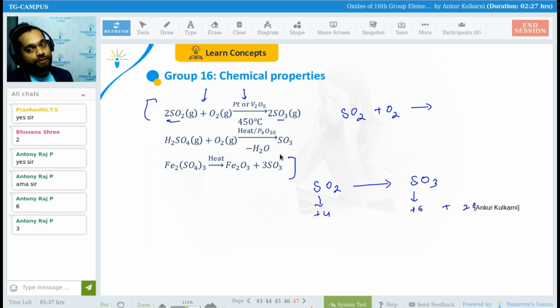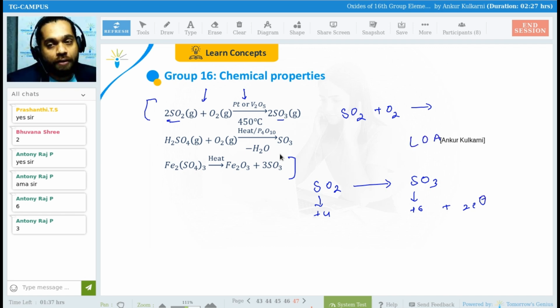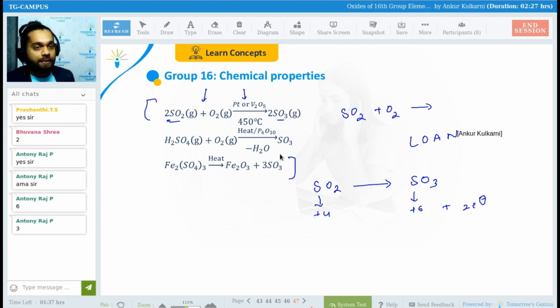That means loss of 2 electrons. Our known loss of electron is oxidation. So yes, this is an oxidation reaction. Is it clear, everyone? Is it clear?